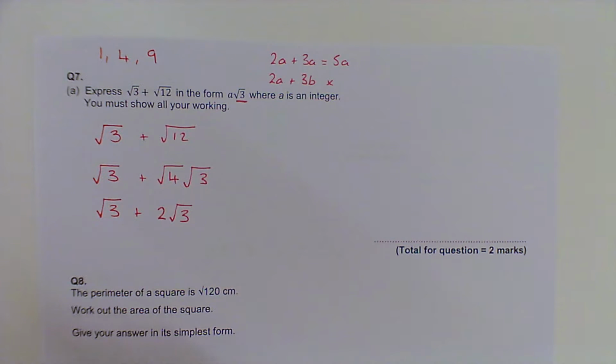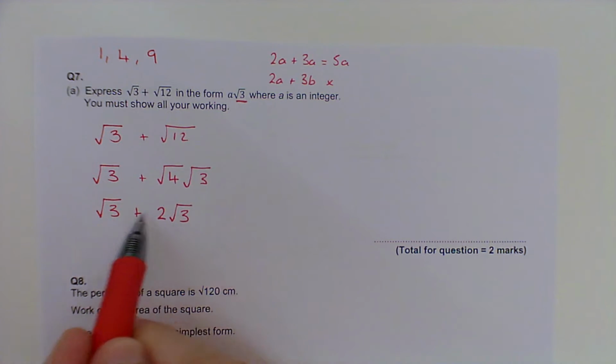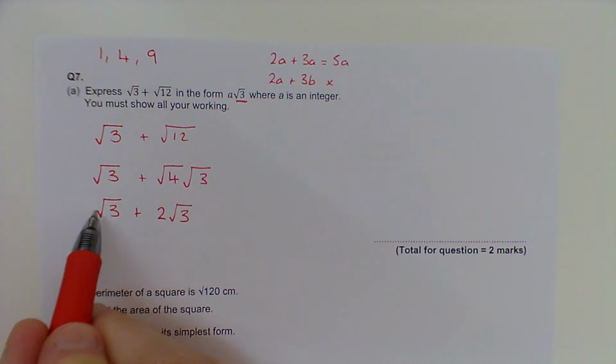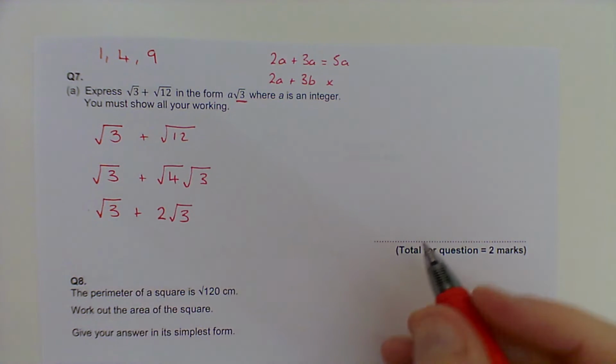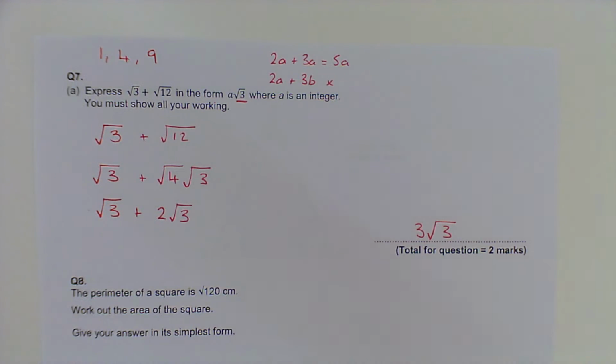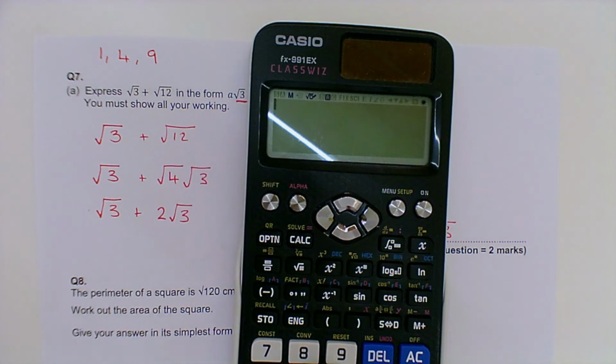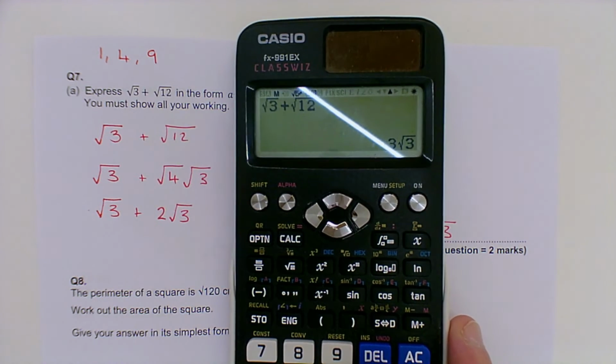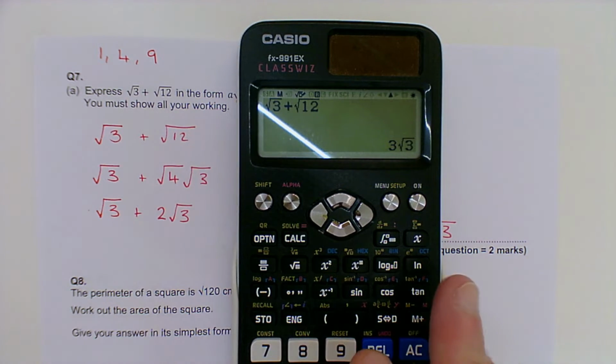It's a bit like fractions. It's like saying 4/8 simplified as a half. This is its simplest form here. And now look, I've got the same roots. So 1 root 3 plus 2 root 3's would give me 3 root 3's. And if you wanted to, you could check it on your calculator. You could put in root 3 plus root 12 just to see what your answer should be. You know the answer should be 3 root 3, so you know what you're aiming for.